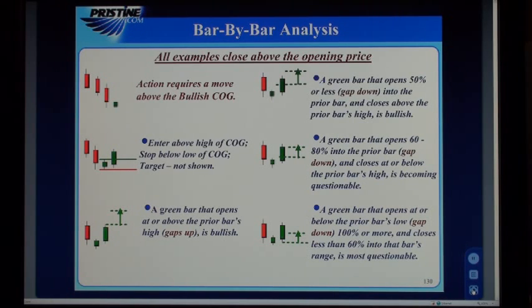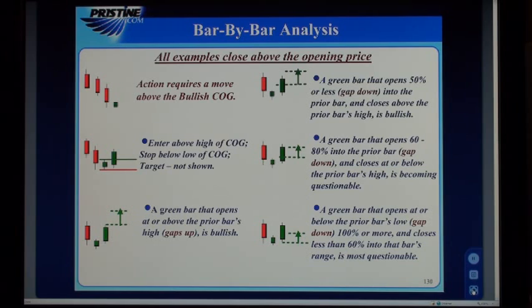In the current slide, we see all of the examples are closing above their opening price. So the current bar that's forming is the one with the dotted green horizontal lines. Now initially we have a buy setup, and it says the action requires a move above that bullish changing of the guard to enter. Once prices have traded above that bar, and you see the example in the middle on the left side here, we have a green bar that's closed near its high. It suggests prices are going to move higher, right? And we have a stop below the low.